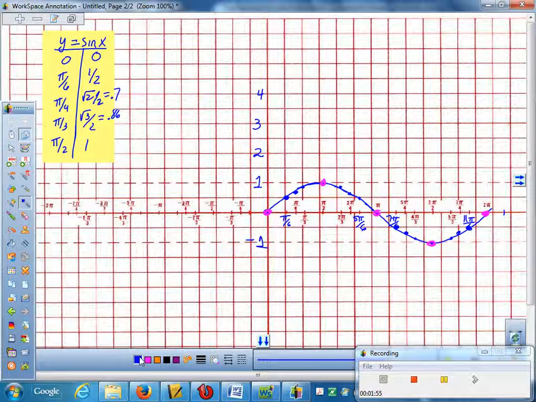So all I have to do is find the quadrant lines. Pi over 2 is going to be down. What's the next quadrant line? Pi, which is going to be where? On the line, back to 0. 3 pi over 2 has got to be up at the peak. 2 pi has got to be back on the axis. So you can create a wave.